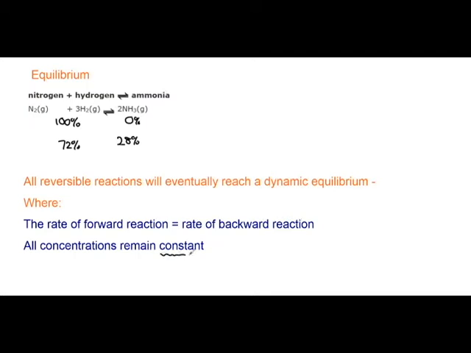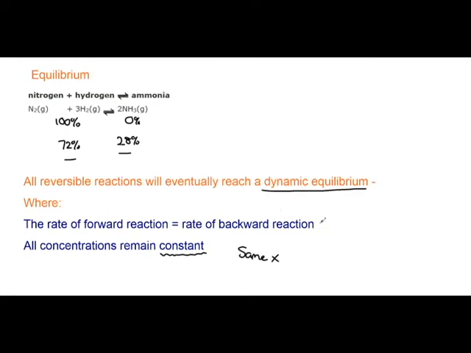Lots of people in the exam will say that concentrations remain the same. You can't write that in an exam, that's wrong. The reason why it's wrong is because when you say the concentrations are the same, you're effectively saying that these two numbers are the same as each other, and that's not true. They're obviously different numbers, but they are constant. So no matter what happens now, this reaction will stay with 72% nitrogen and hydrogen and 28% ammonia. It'll stay at equilibrium.